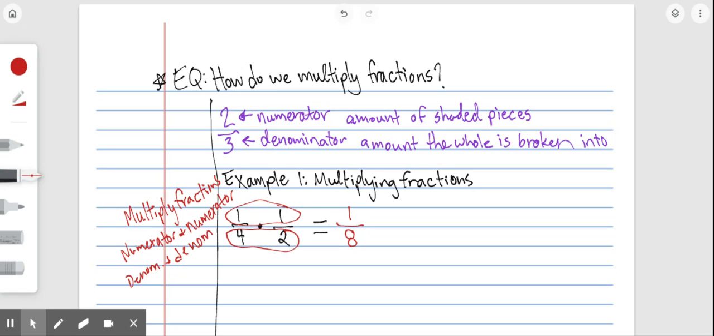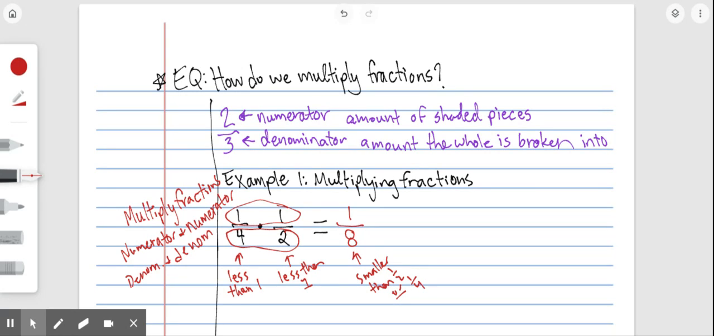1/8 is a quarter of a half. Now notice, because a quarter is less than a whole, less than 1, and a half is also less than 1, their product is going to be less than either of the original numbers. So this is smaller than a half or a quarter. In fact, it's half of a quarter.